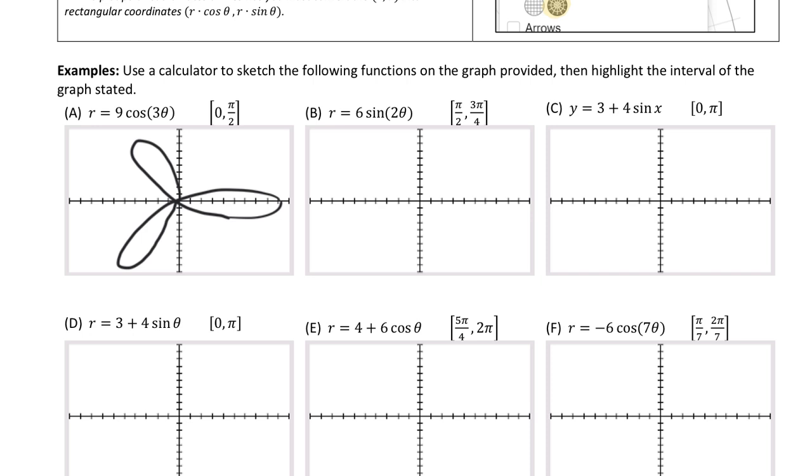But here's what I also want you to do. We need to identify which portion of this graph is restricted by what they've told us to restrict. So we're going to go to Window. And we're going to say we're only looking at this graph between 0 and pi over 2. So I'm going to change the theta max to pi over 2, because it's going to stop graphing the function after we've reached the input value of pi over 2. When I press graph, it only shows me this portion. So what I want you to do is highlight in whatever color you want just the section of the graph that is shown when you restrict it.